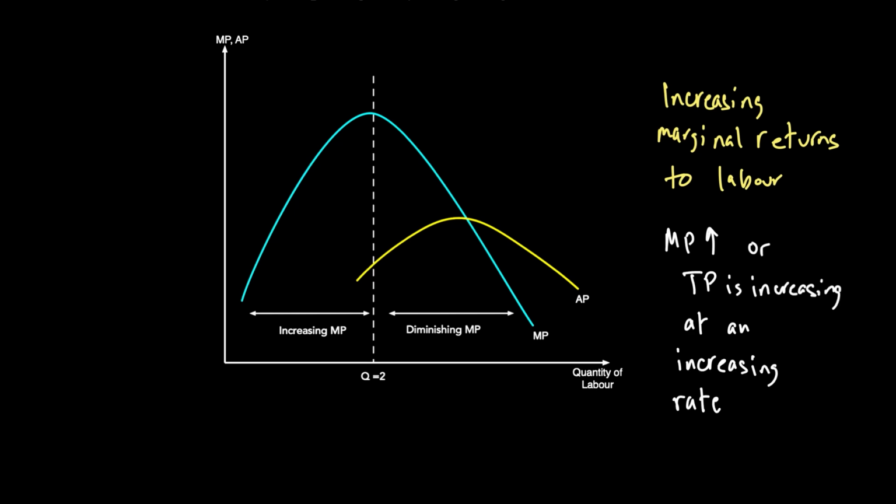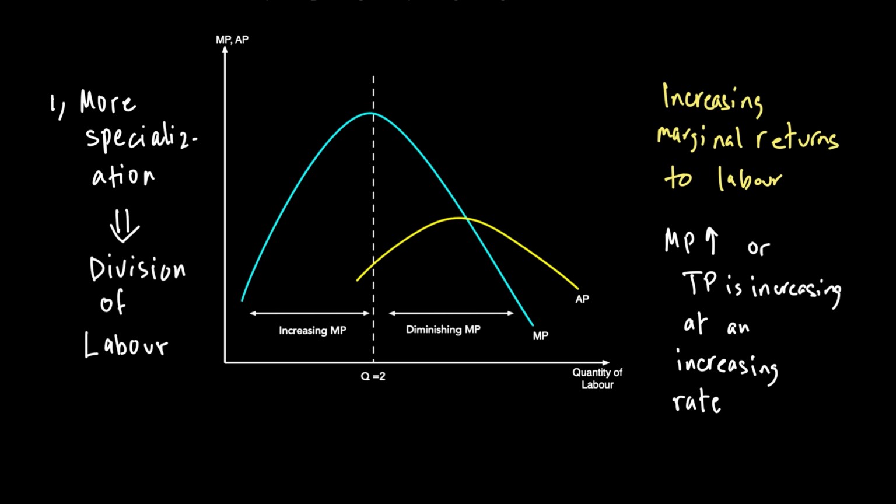One reason why the increasing marginal returns to labor happens is because as we hire more workers, it can allow more specialization to happen. So for example, the first worker can do one task, the second worker can do other tasks, and they can become better at what they're doing. So division of labor can improve what we call output for each additional worker.